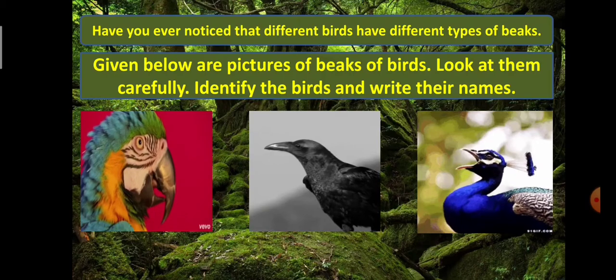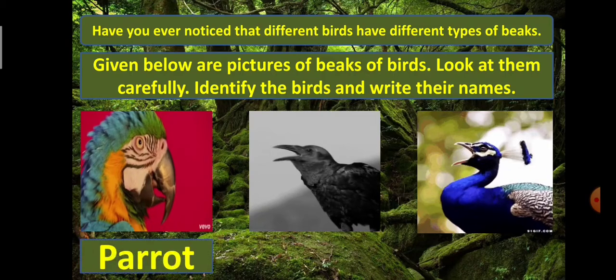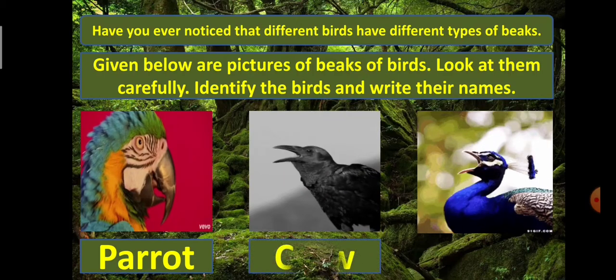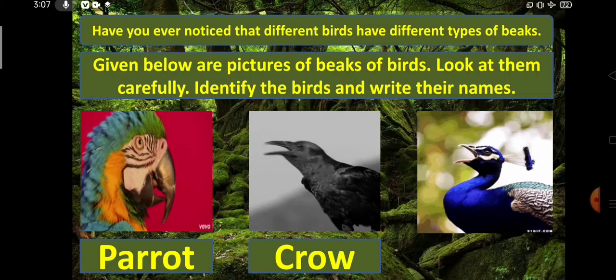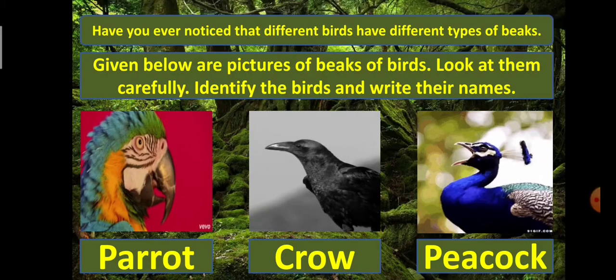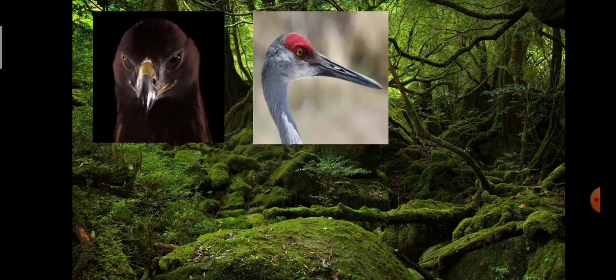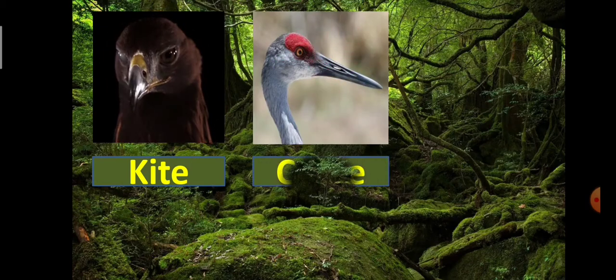Okay. See the first picture. Which bird is this? Yes, it's a parrot. Right. Second bird. Yes, it's a crow. And the third bird? Yes, it's a peacock. Right. Now next. Which bird is this? It's a kite. Okay. And now see this bird. Which bird is this? Yes, it's a crane.